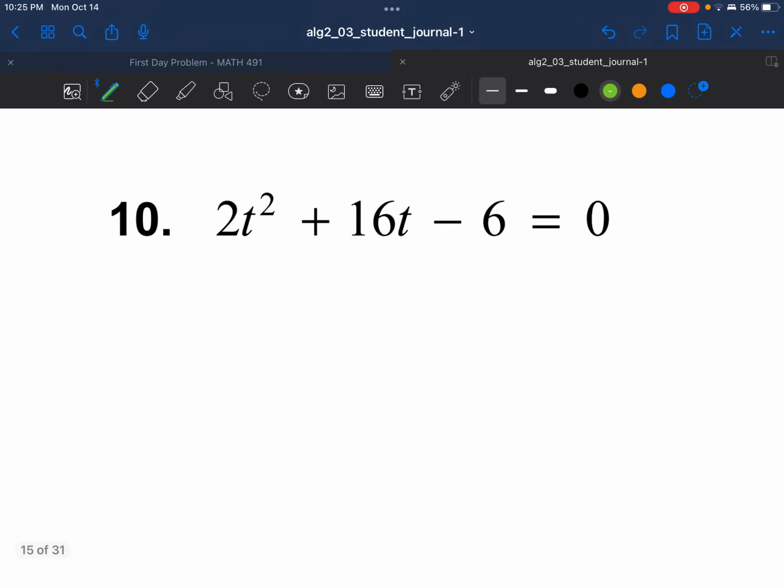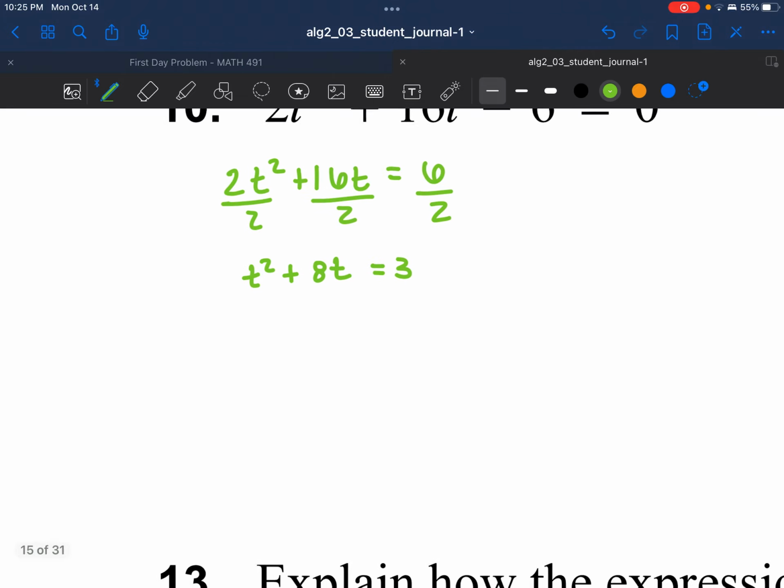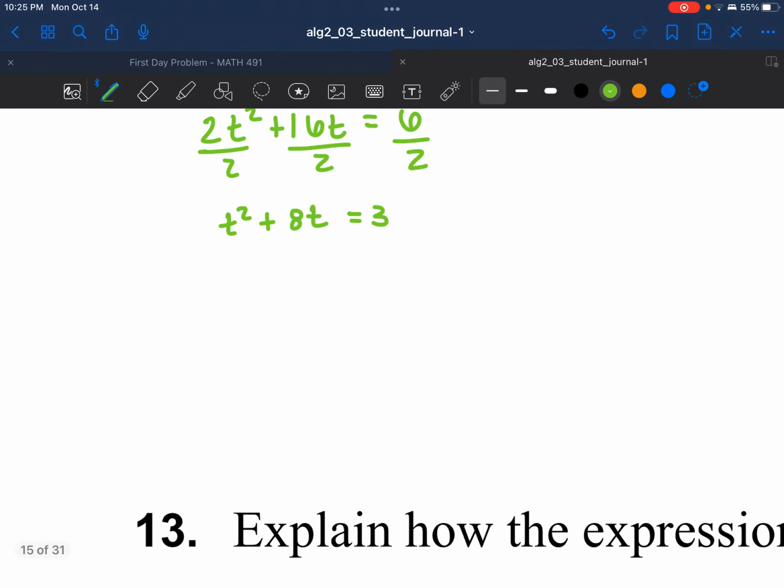Okay, so the first thing that we have to do is we are going to add 6 to the other side. So 2t squared plus 16t equals 6. Then I'm going to divide everything by 2 because I want the term in front of my variable that's squared to be 1. So we're going to have t squared plus 8t equals 3. And don't freak out if you have fractions going on. Like if it's like 17 over 2, it'll all work out in the end.